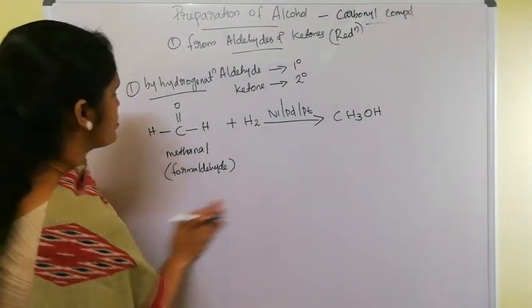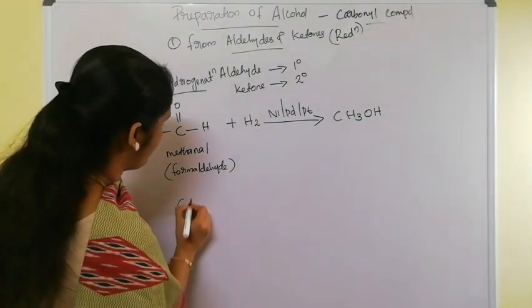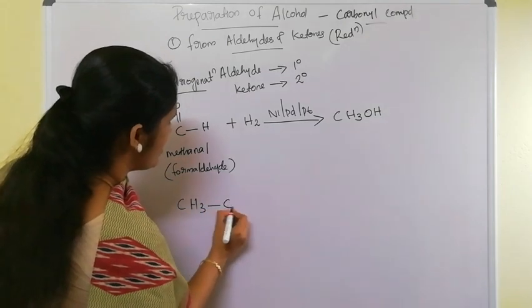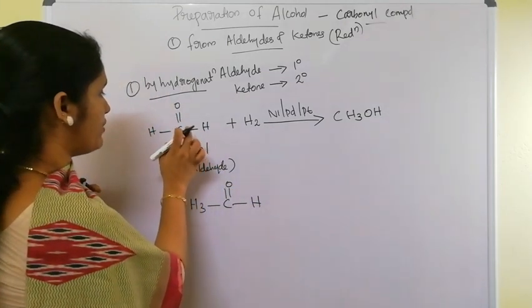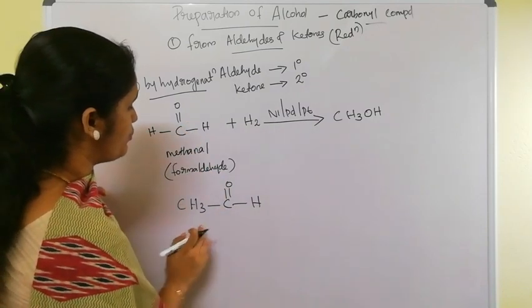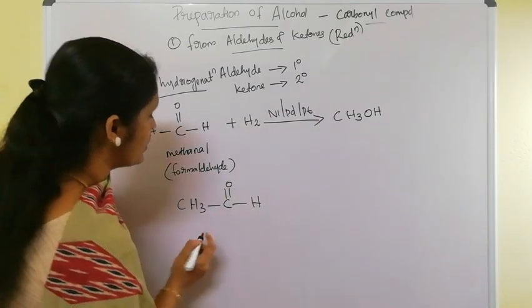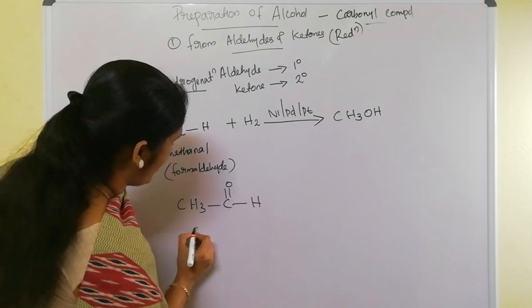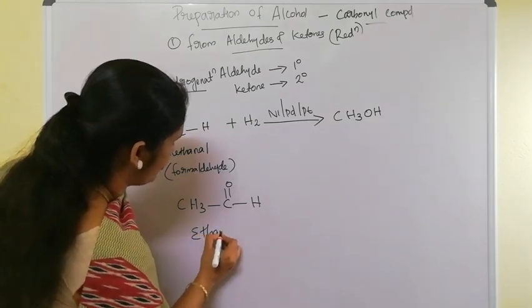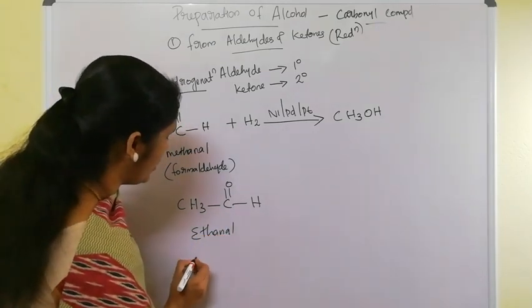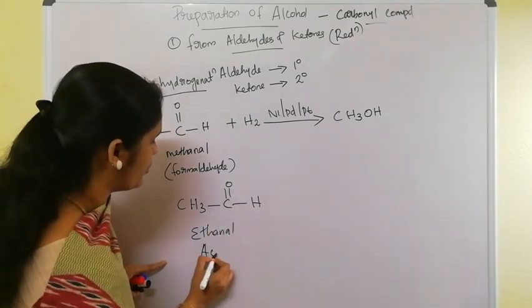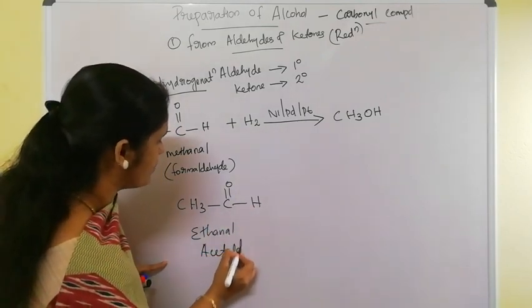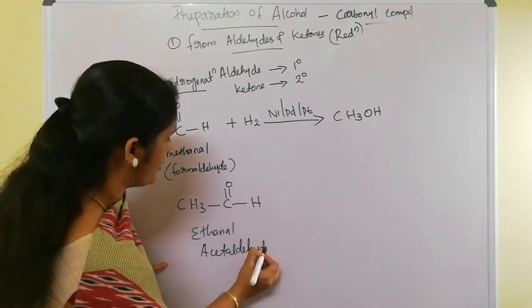Then again let's do the hydrogenation reaction of the next aldehyde, that is CH3CHO. The previous one is an aldehyde with a single carbon. This is an aldehyde with two carbon atoms. So this is ethanal. We will name this compound: the IUPAC name is ethanal. But we know the common name of this compound. This is known as what? Acetaldehyde. This is called acetaldehyde.